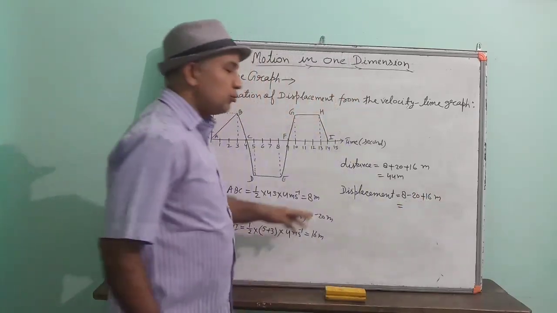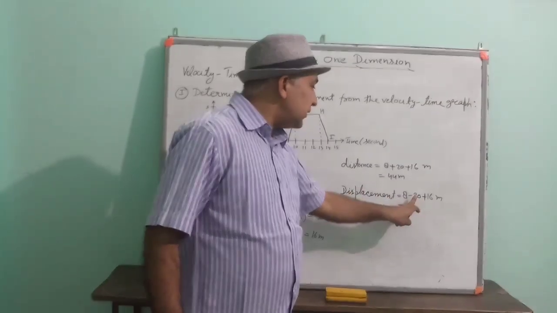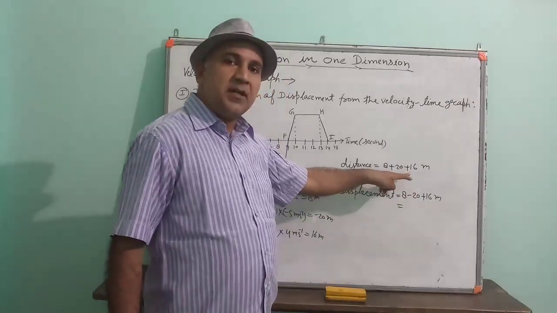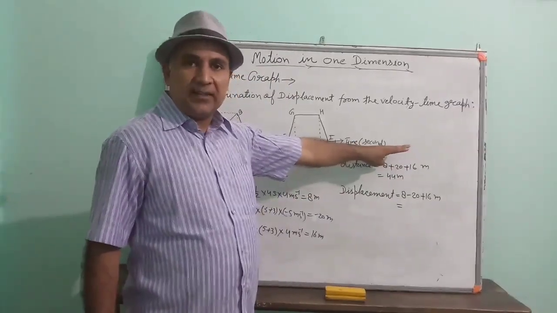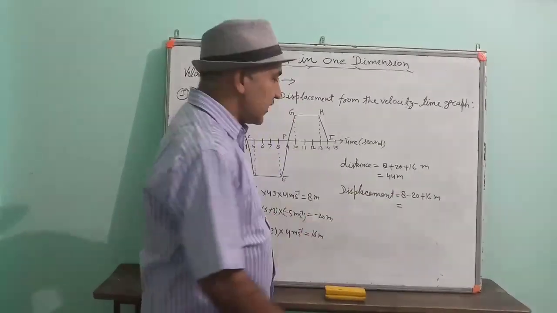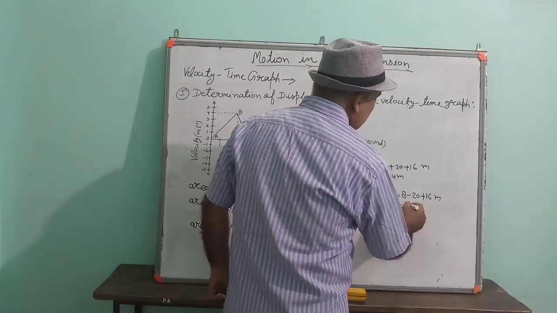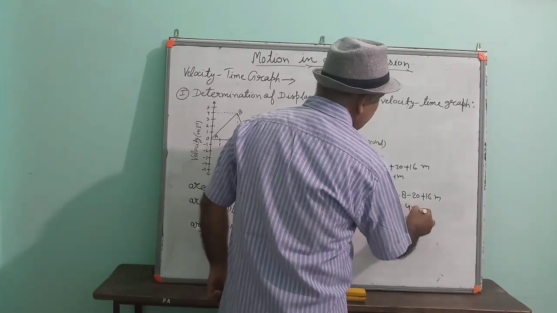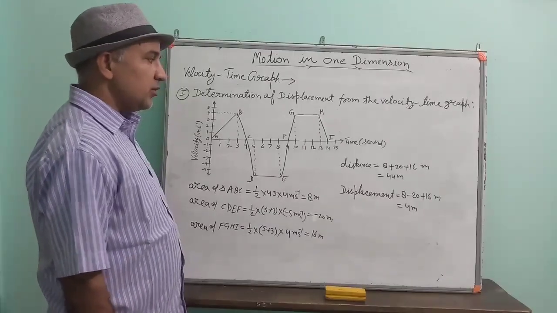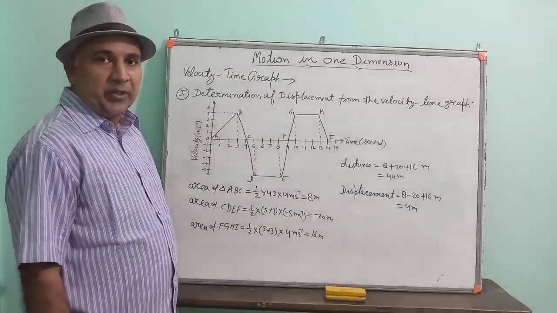But if we want to find the displacement, then to find the total displacement, the areas will be added with their sign. Understood? In the case of distance, simply the numbers are added, but in the case of displacement, numbers are added with their sign. So it comes to 4 meters. Displacement is only 4 meters. Understood? Distance is 44, but displacement is 4 meters.